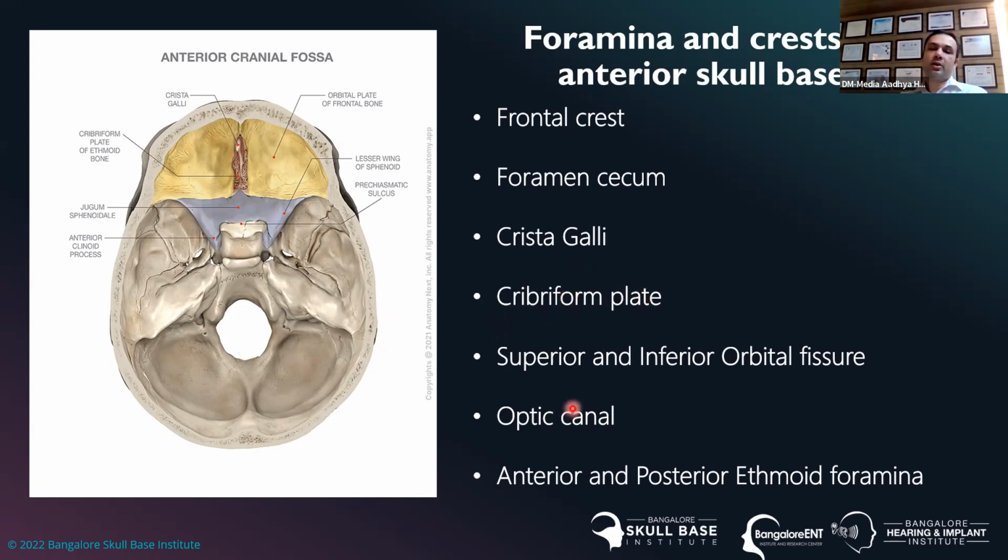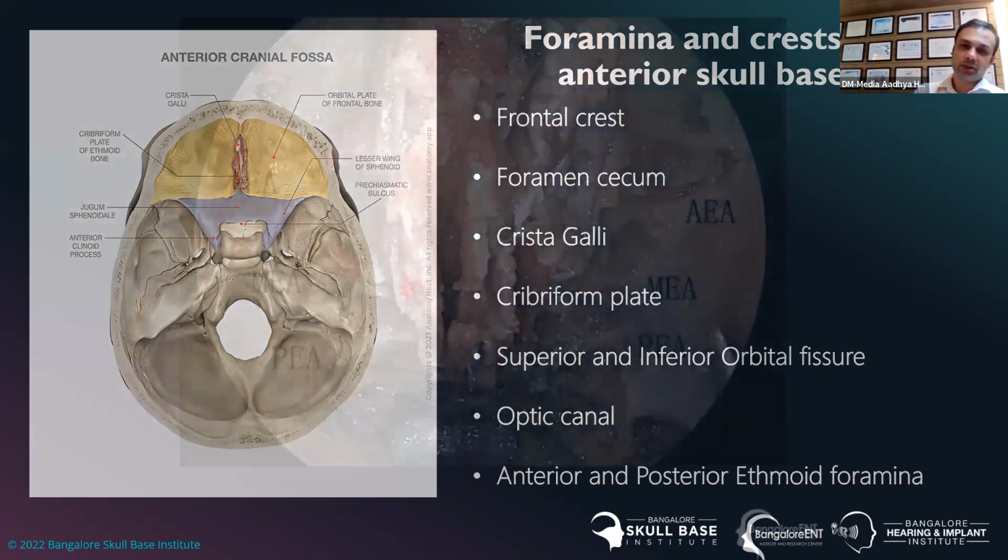The cribriform plate of the ethmoid is responsible for transferring the olfactory filaments from the nose into the cranial cavity. The superior orbital fissure transmits cranial nerves 3, 4, and 6, along with the lacrimal, frontal, and nasociliary nerves. The inferior orbital fissure is in very close relation, and it transmits V2 along with the infraorbital artery and vein. The optic canal transmits the optic nerve. You have the optic foramina right there, and the superior and inferior orbital fissures will be right inside. Finally, you have the anterior and posterior ethmoid foramina, which transmit the anterior and posterior ethmoid arteries.